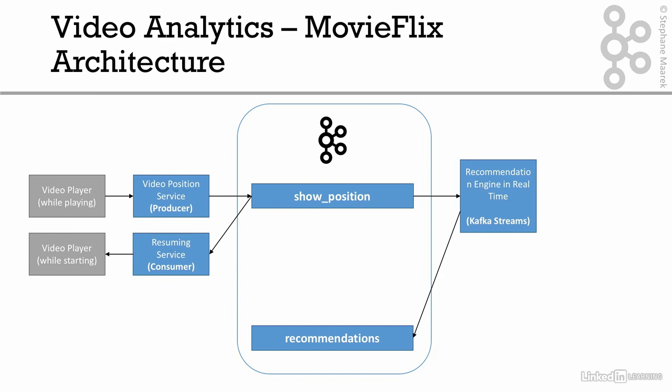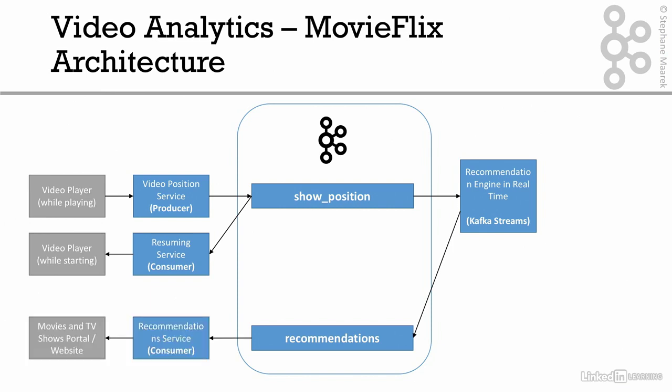So I'm thinking there could be a recommendation engine in real time that is maybe powered by Kafka Streams that takes the show position, performs some really good algorithm on all these metrics, and then from there creates recommendations in real time. Now these recommendations are consumed by a recommendation service. And basically whenever I quit my video player and go back to this portal website of MovieFlix, the recommendation service is going to say, this TV show is the right one for you next.